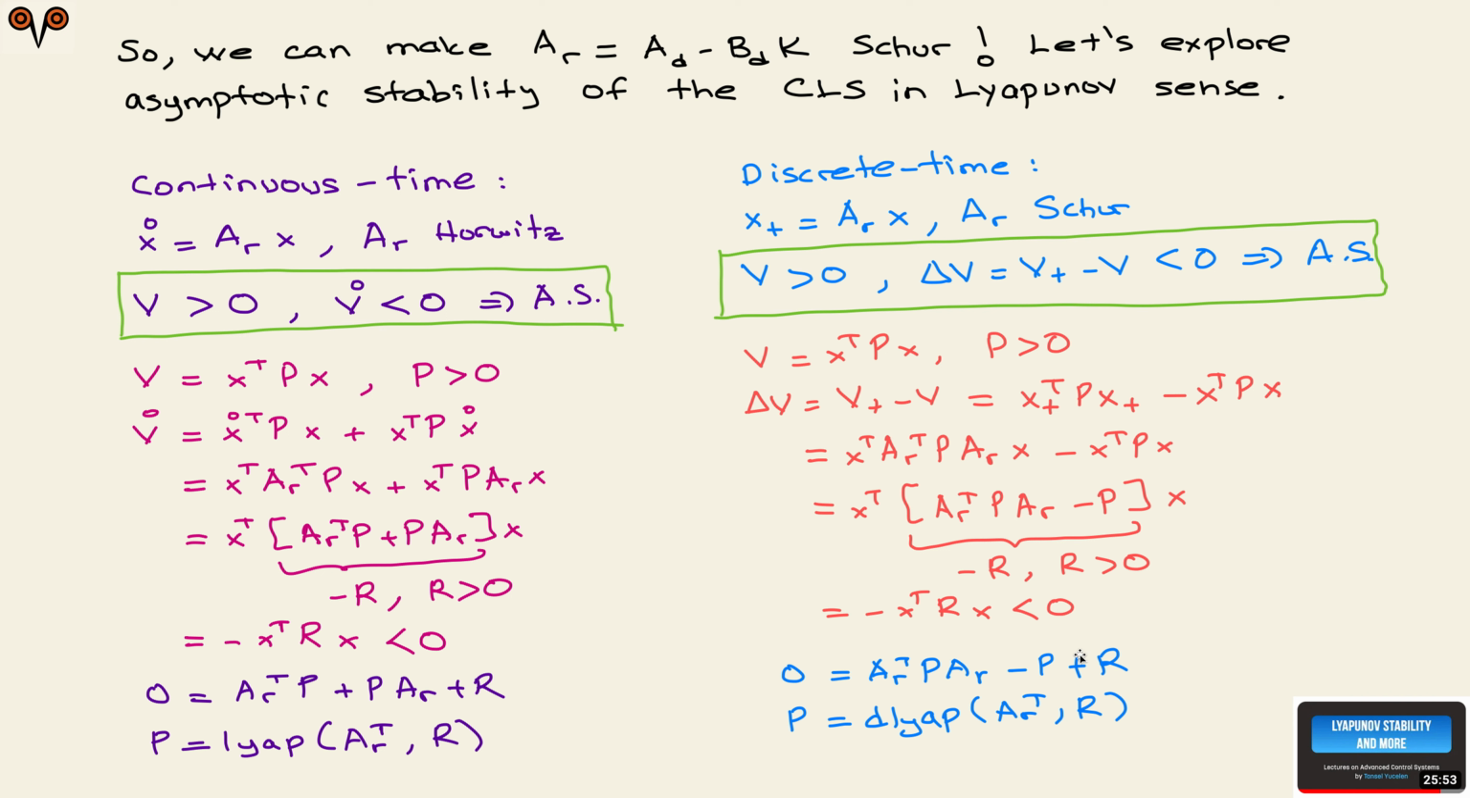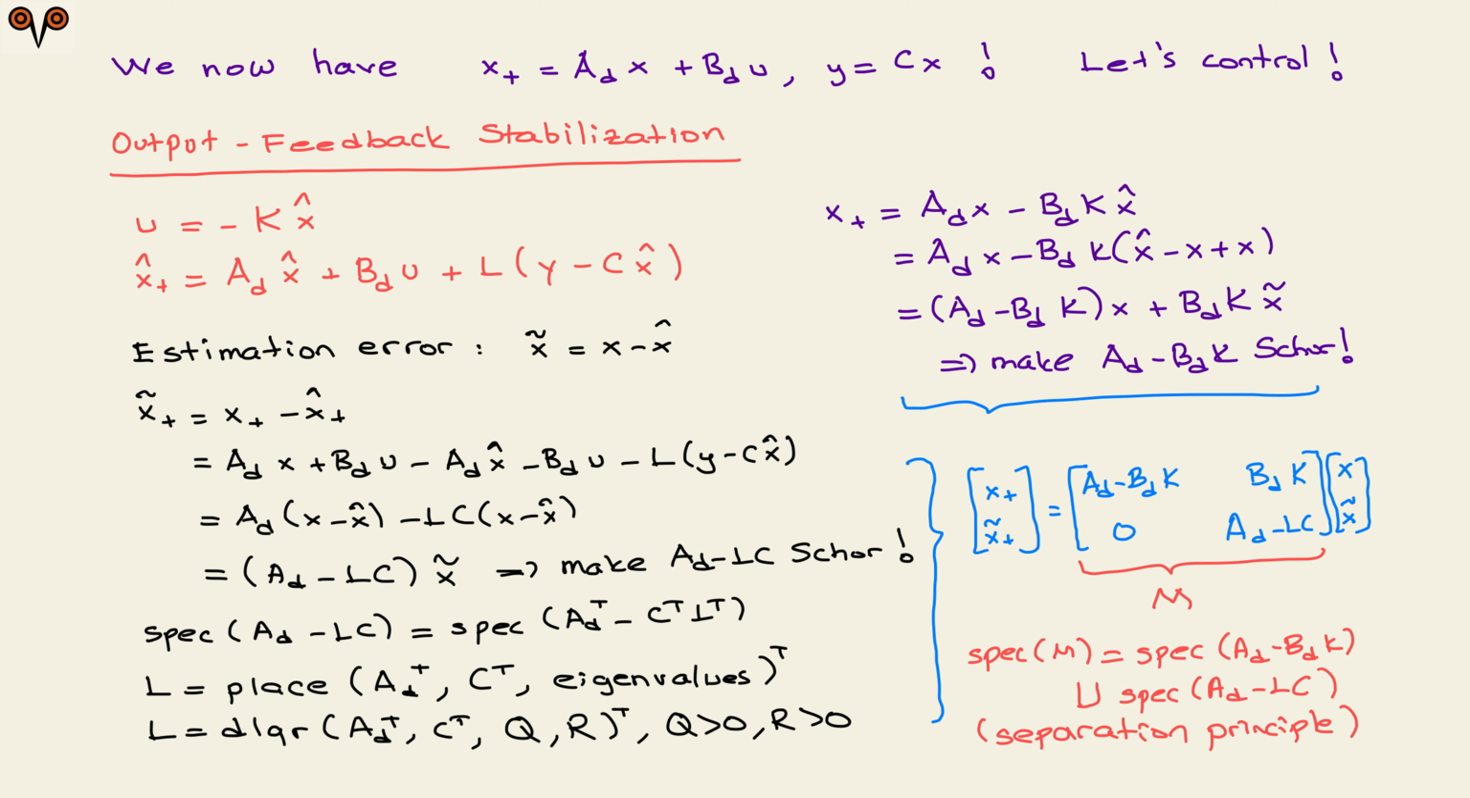So this brings you to the discrete time Lyapunov equation, 0 equals AR transpose P AR minus P plus R. So for a given positive definite R, a positive definite P always exists if AR is Schur. This is a theorem actually. If you would like MATLAB to compute your P, you can use the dlyap command, and don't forget to include transpose here as well. As this being said, let's turn our attention back to feedback stabilization, right?